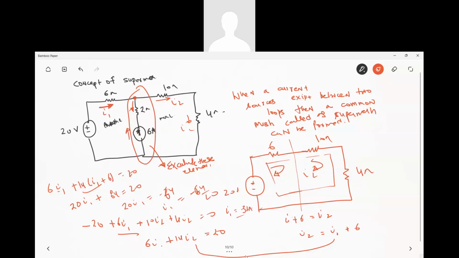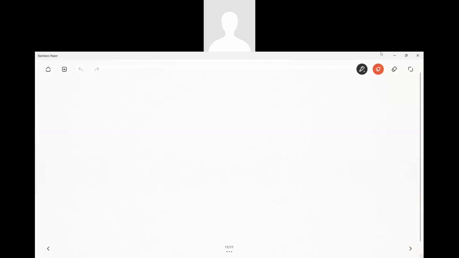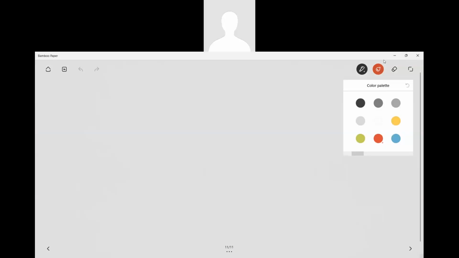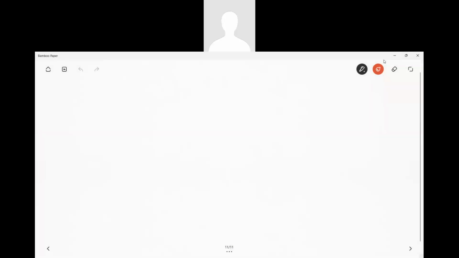So basically you can always apply a super node between two nodes, like for example, a super mesh, sorry. See, in this problem, the first thing is the steps I'll mention. This is step number 1, how to apply a super mesh.